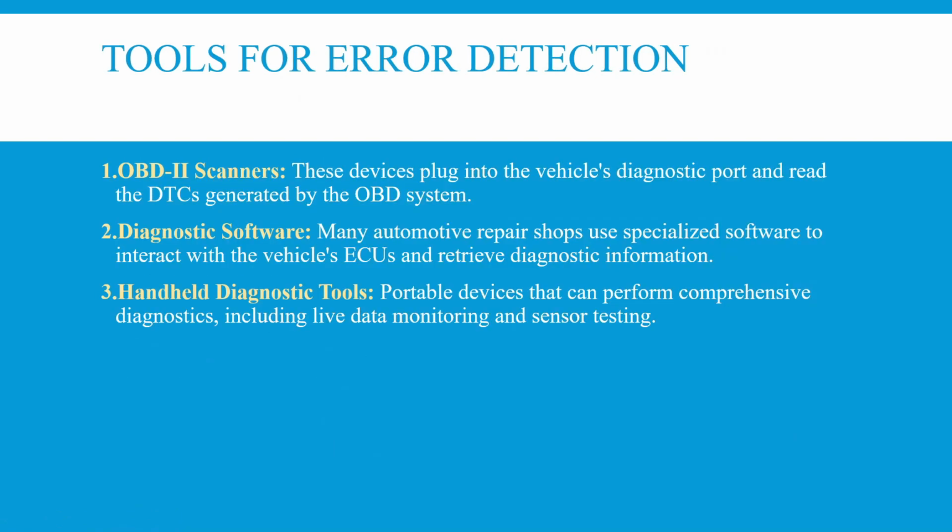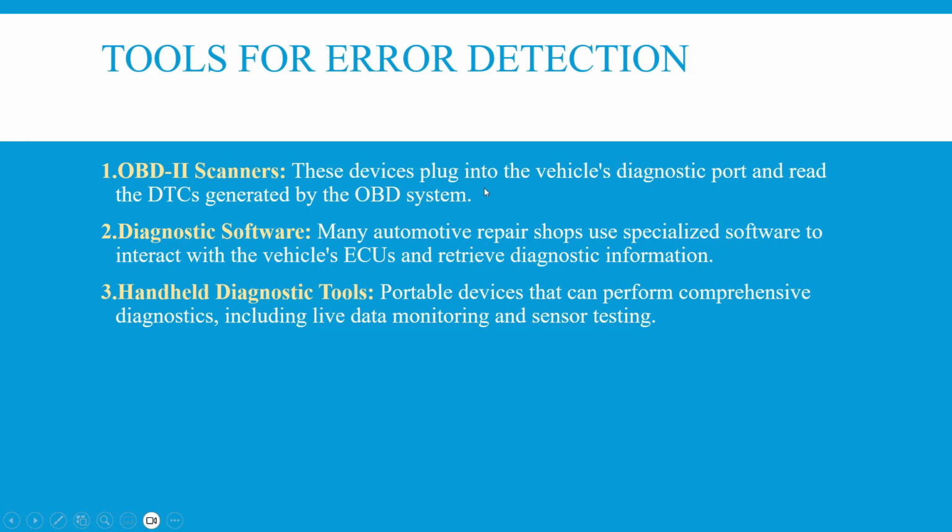Right. Next, tools for error detection. So the OBD system, or self-diagnosis system, in the vehicle is diagnosing the fault and generating the error code, which is stored in the ECU. Then how do we get that data, what tool can we use? So we can use three types of tools to collect the DTC codes and further proceed with the repair and replacement. The first tool is the OBD2 scanner.